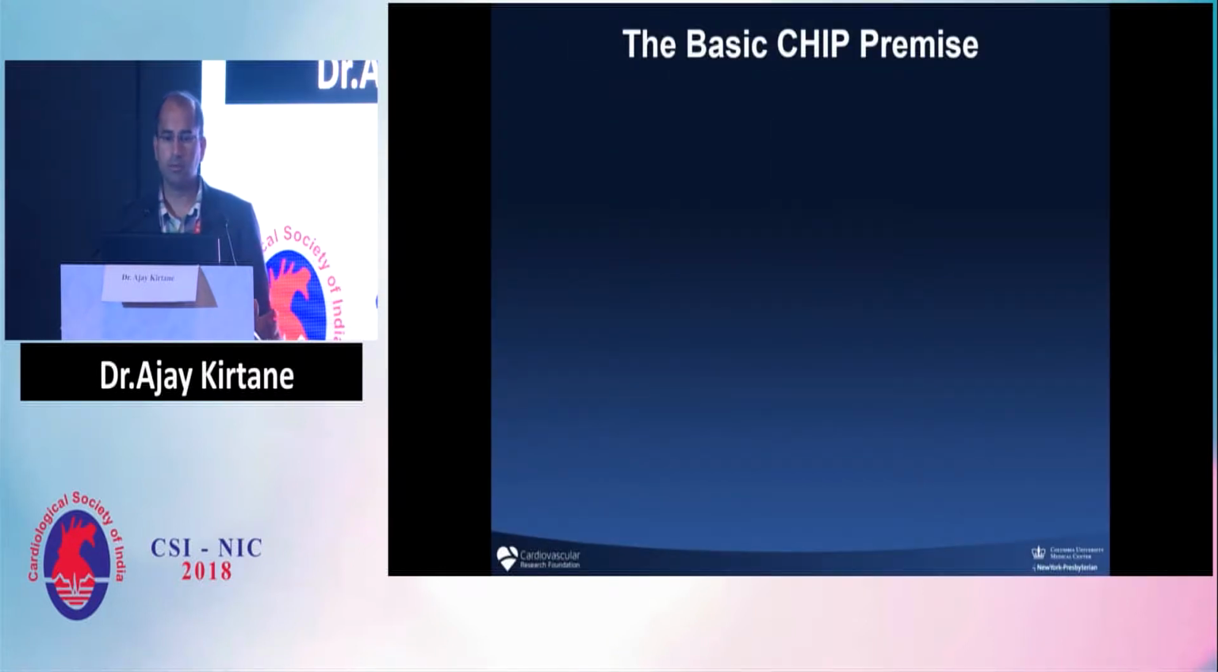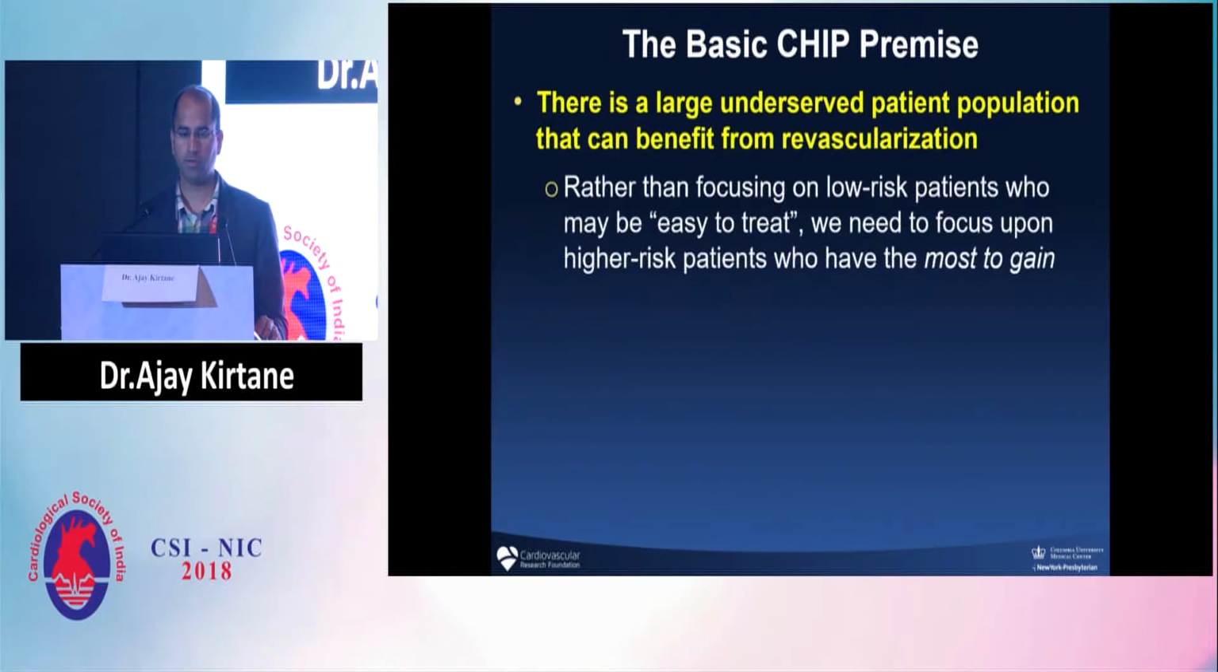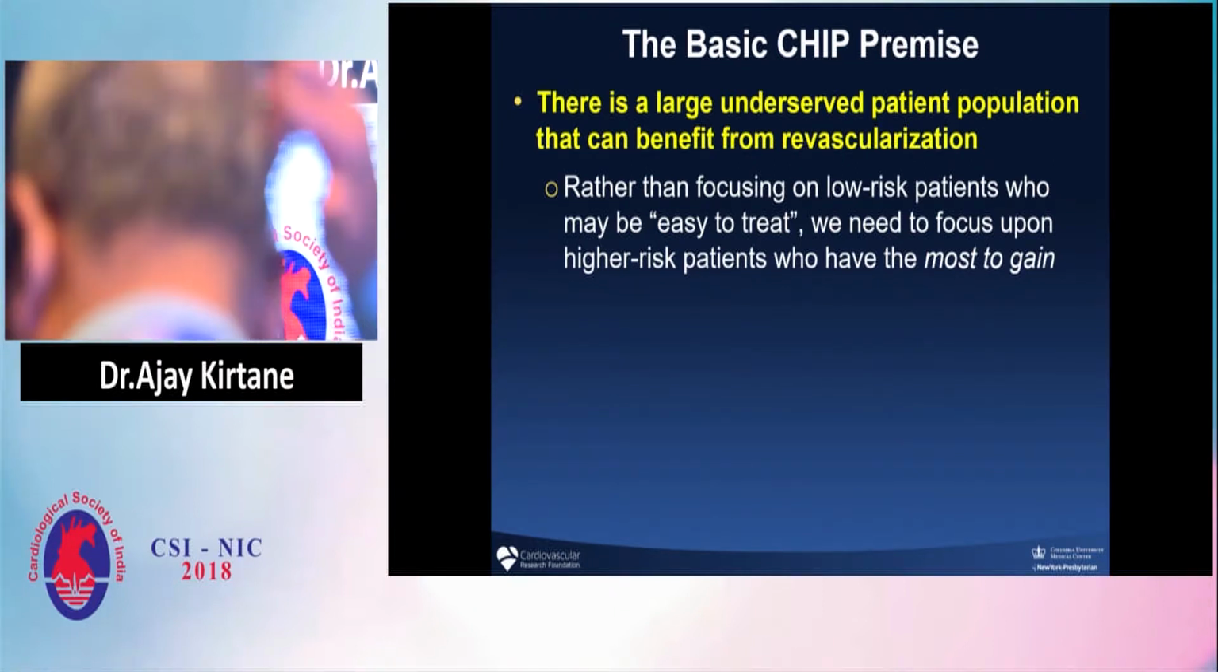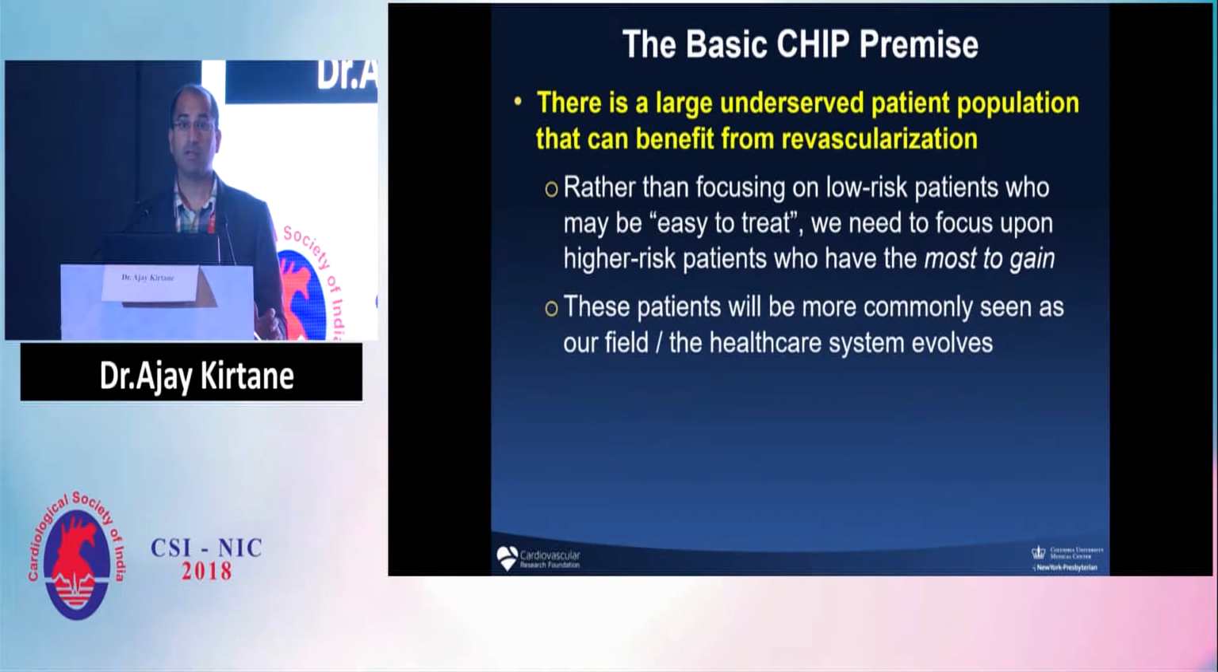So just to conclude, the basic CHIP premise is that there is a large underserved patient population that can benefit from coronary revascularization, rather than focusing on low-risk patients who could be easier to treat. It's very easy to treat a type A lesion, but is that patient really helped relative to some of the other disease that we've seen here at this meeting? Those have more to gain.